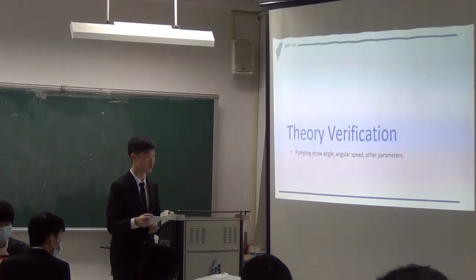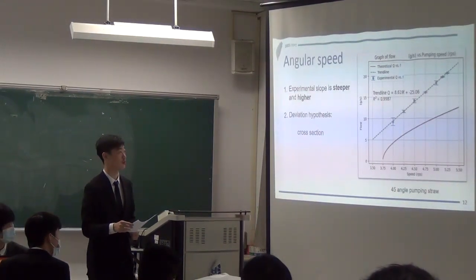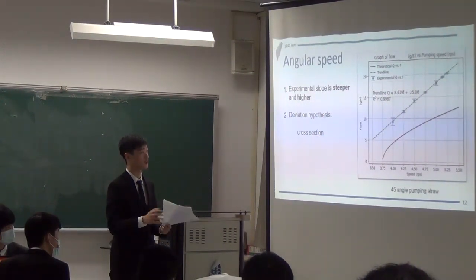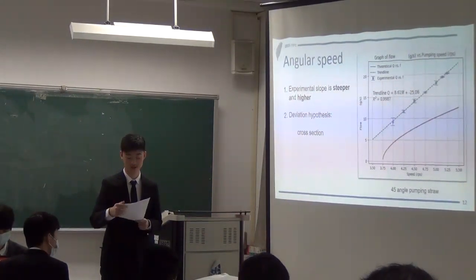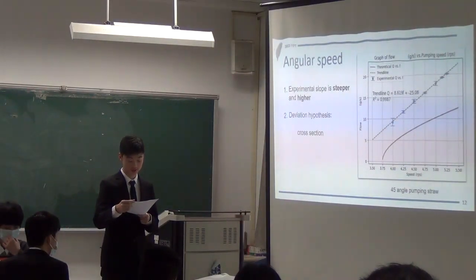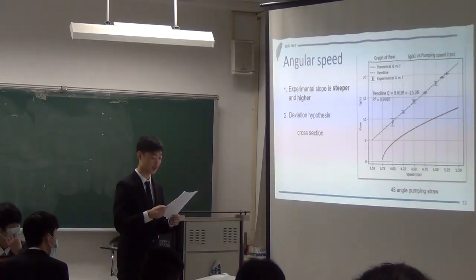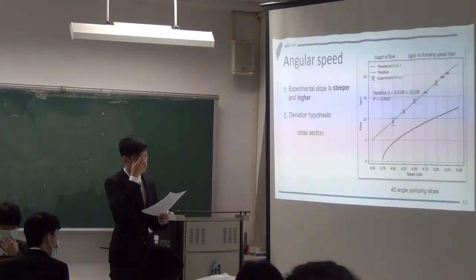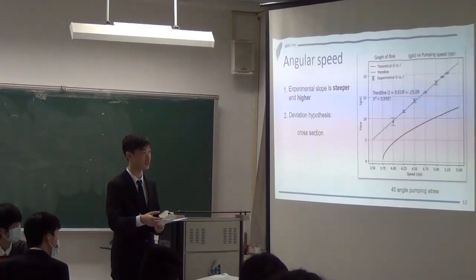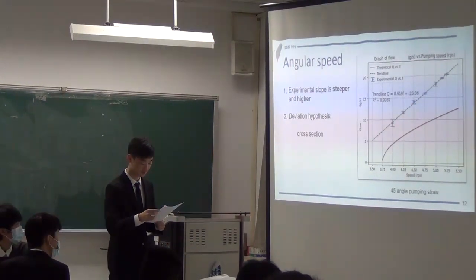As for the verification of the theory, we did experiments of mass flow rate against the angular speed of the rotation of the straw. This is the result. We used a 45 degree angle of pumping straw, as indicated by the diagram. The experimental value is higher and steeper compared to the theoretical model.